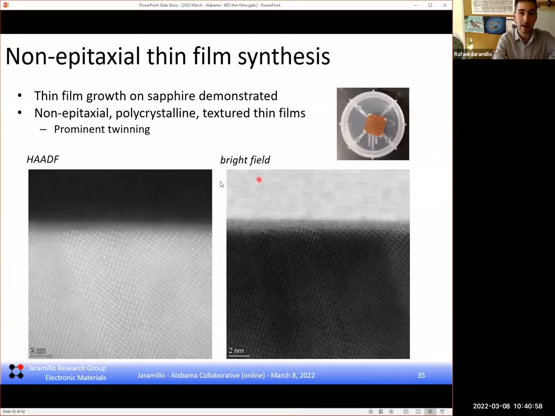So we can do more. These grow non-epitaxially. We don't need an epitaxial substrate. So this is an example of a growth on sapphire with no lattice match to speak of. And when we grow on sapphire, we get these non-epitaxial, polycrystalline, very textured thin films. So they're still dense, they're still atomically smooth, they're still very beautiful looking, but the STEM, or integrated differential phase contrast TEM, shows you that you basically have textured growth. So that's kind of interesting.